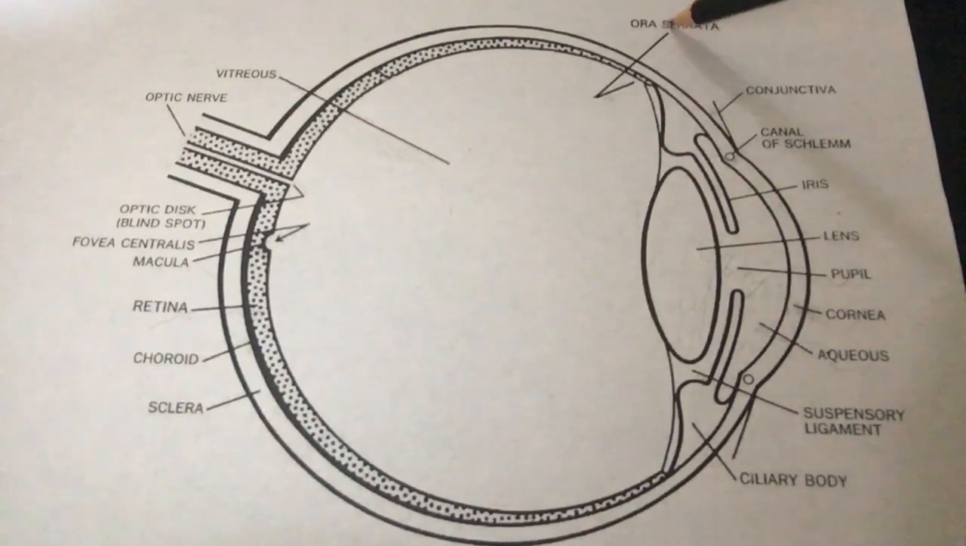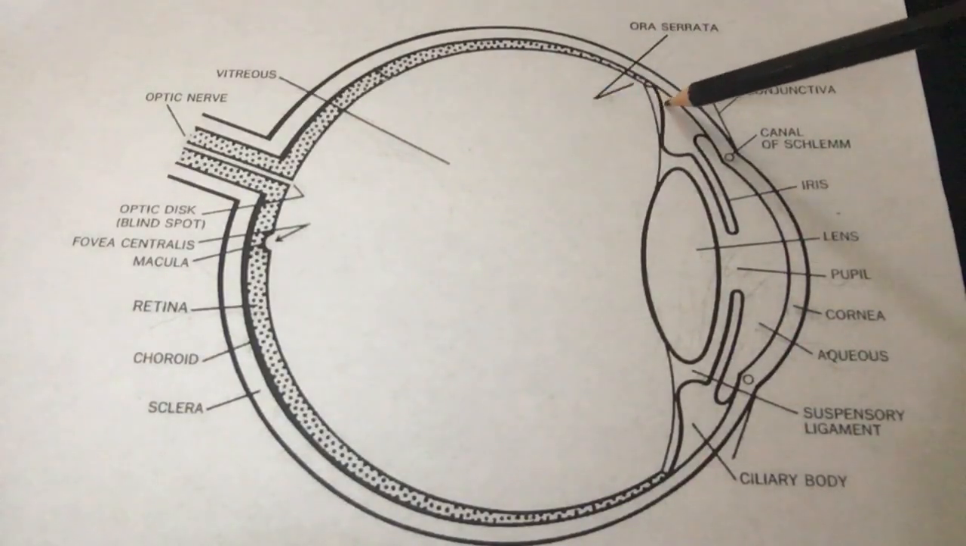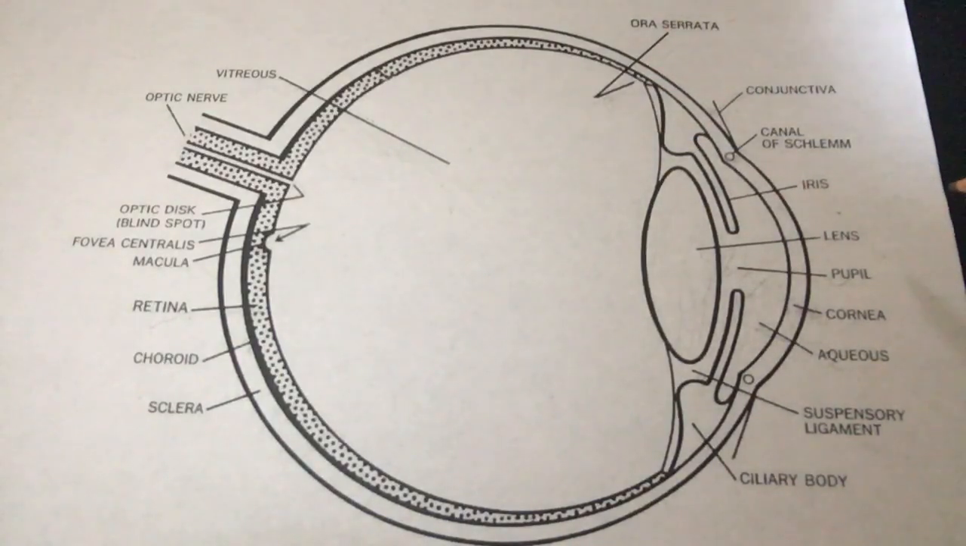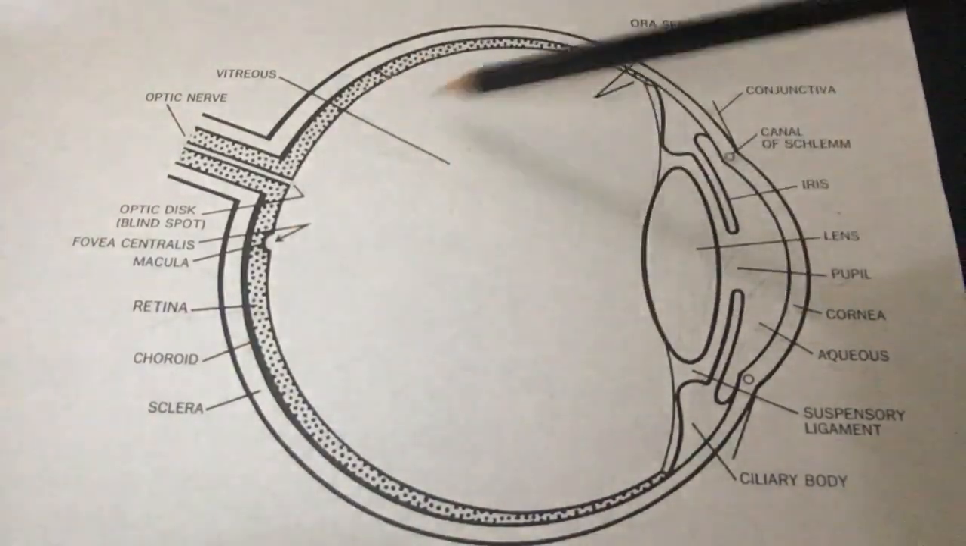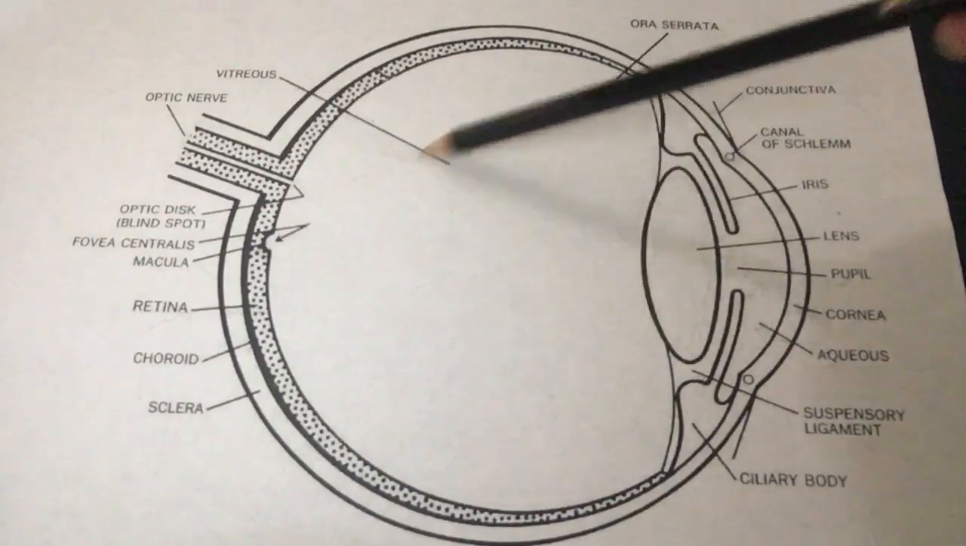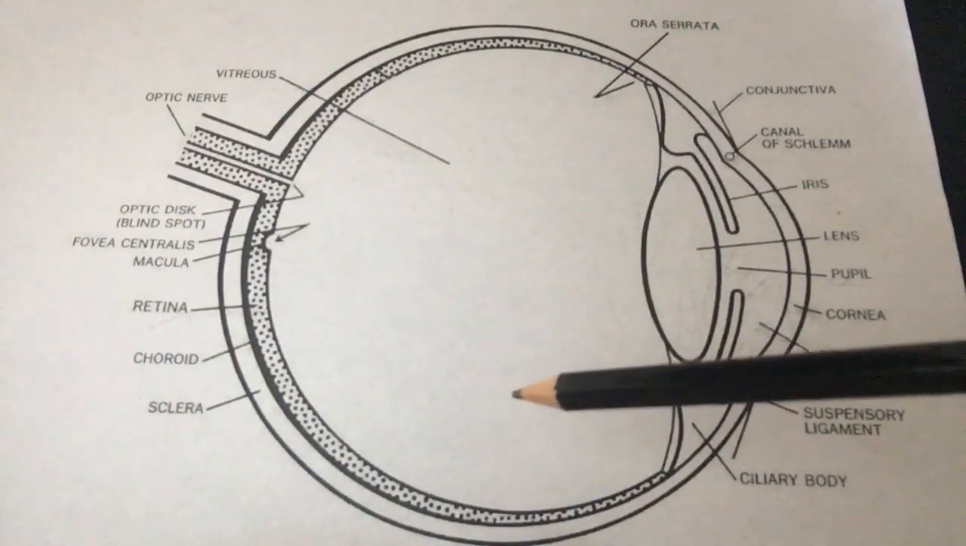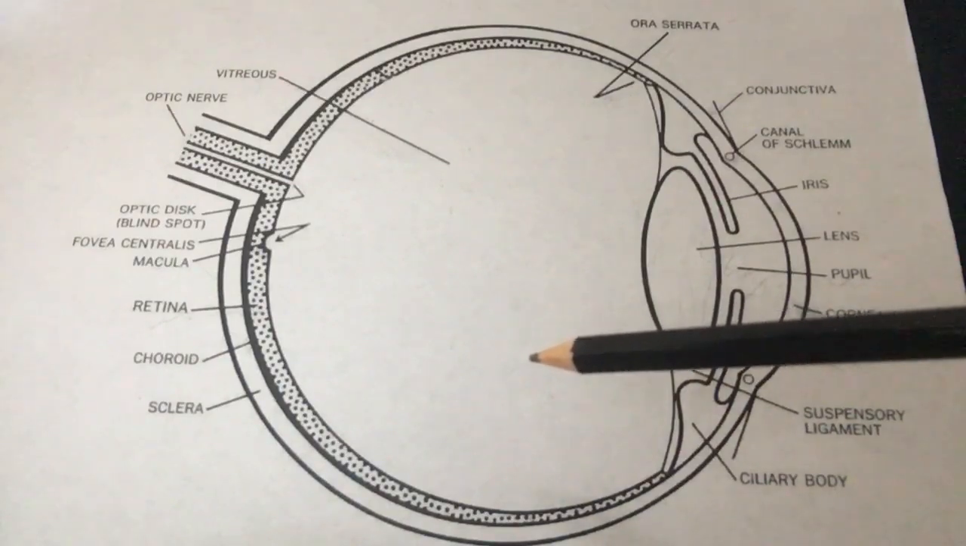You want to jump up here. This is the ora serrata. This is the area of the inner eye where the retina ends, and the choroid layer of the eye can be seen. The middle of the eye here is going to be called the vitreous humor, a clear jelly-like substance that fills the posterior segment of the eye, and it's behind the lens.